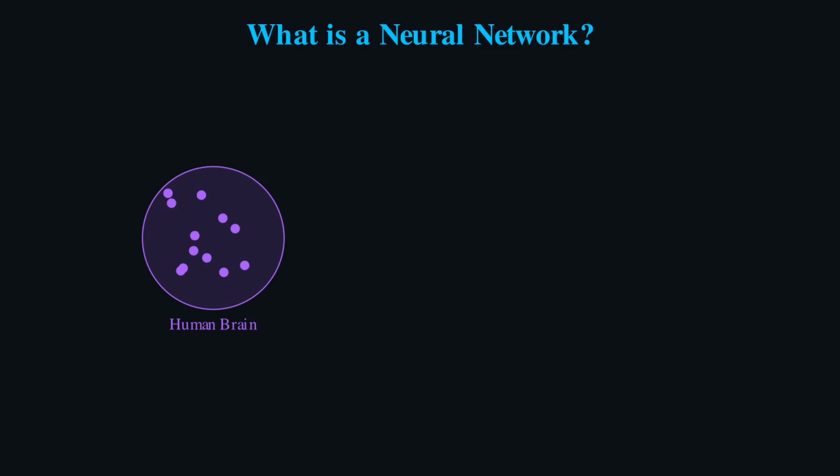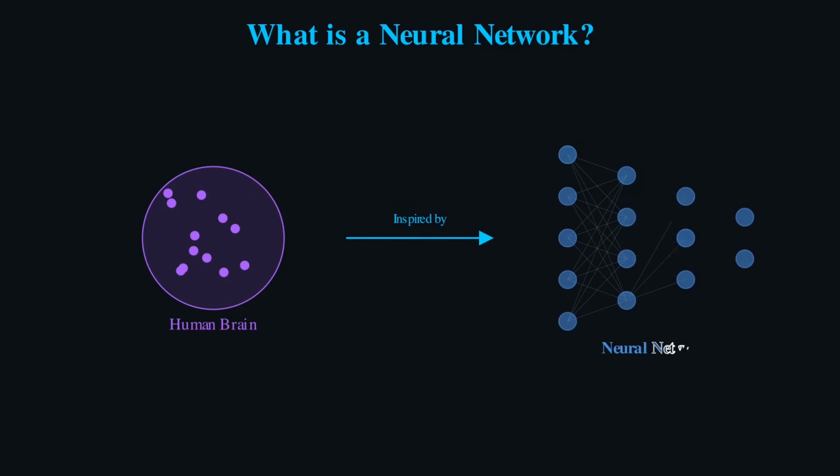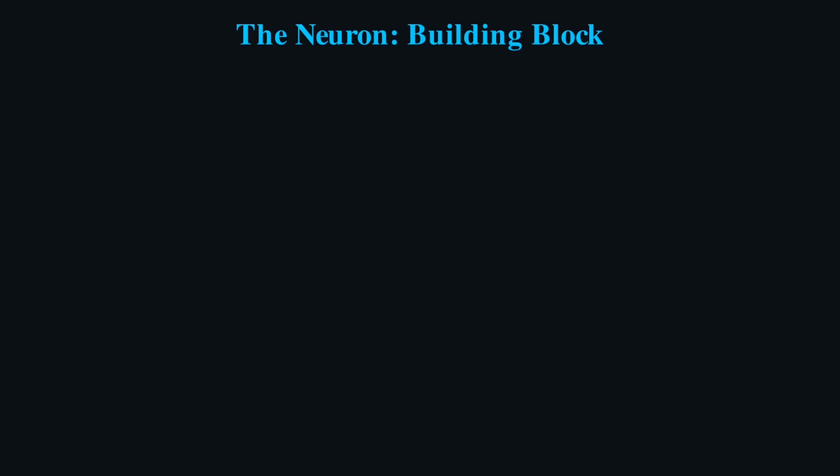Layers of connected neurons work together to process data, just like your brain instantly recognizes a familiar face in a crowd. Neural networks do the same thing, but they find patterns hidden deep inside raw numbers. Weights control the flow of information between neurons.